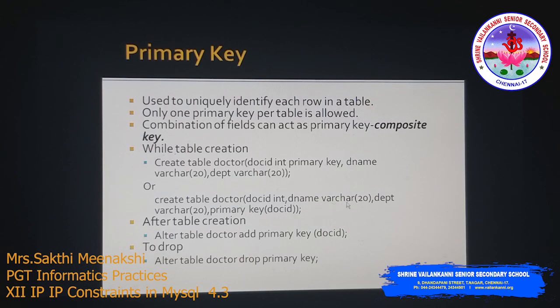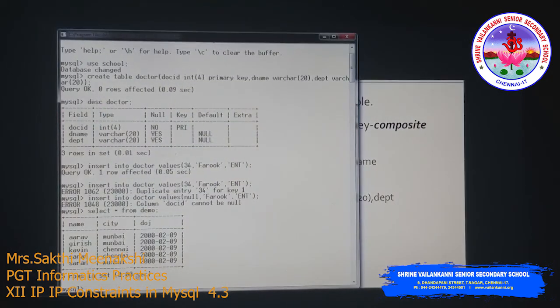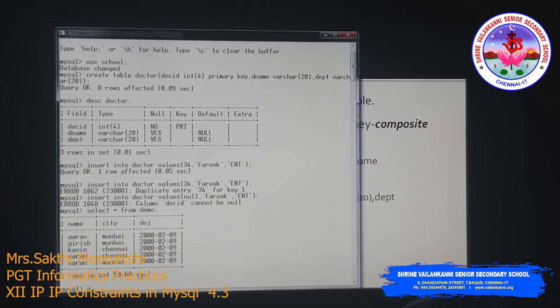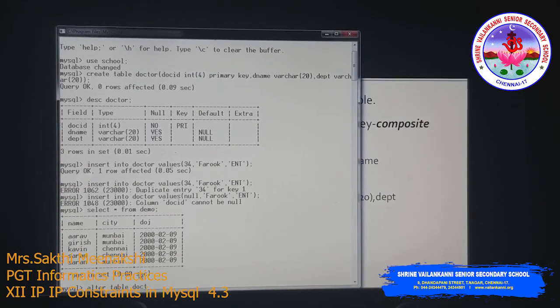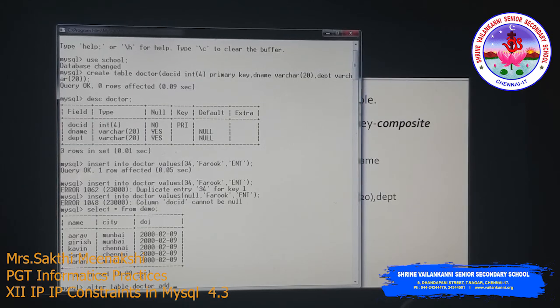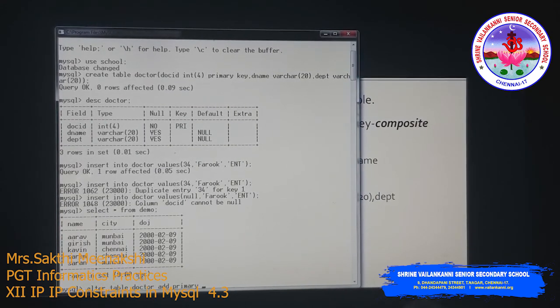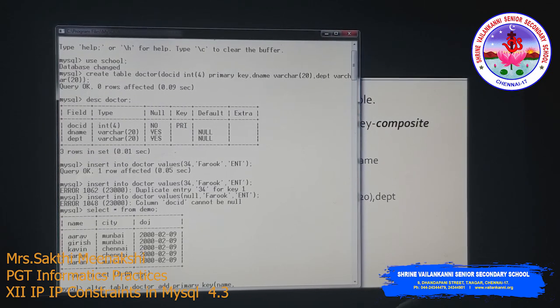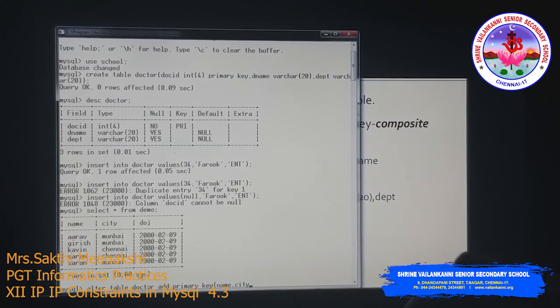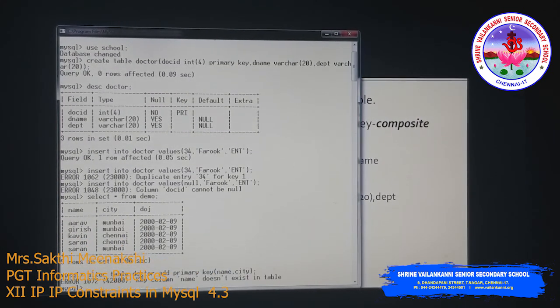After declaration of all the columns, you have to use the primary key, and inside the bracket you can give doc ID comma and then the next column which you are going to make a composite key. Okay, since the table is created here, I am going to use the alter table command. I am going to use add primary key. We are going to make the combination of name and city as a primary key. You can give name comma city.